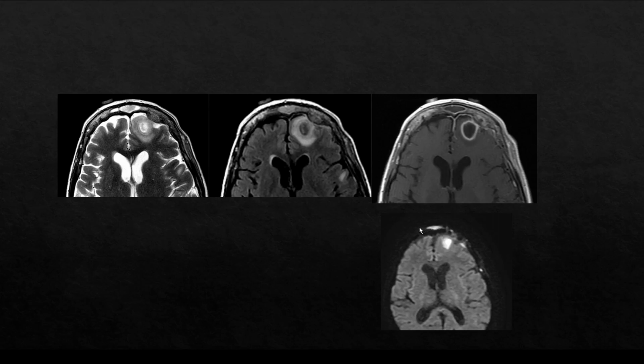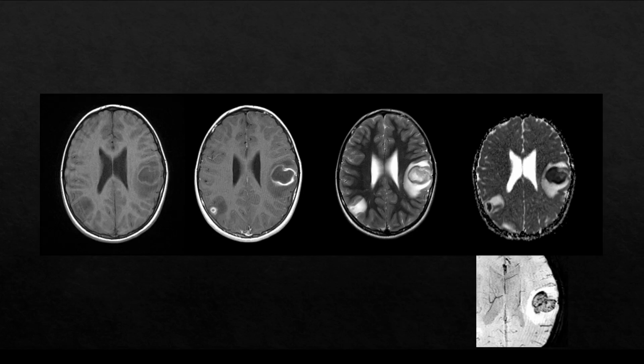So we have a ring enhancing mass within the left frontal lobe with central non-enhancing restricted diffusion. This is clearly an abscess. Now the central non-enhancing restricted diffusion differentiates this from metastatic disease or primary neoplasm, which would have peripheral restricted diffusion of the enhancing portion.